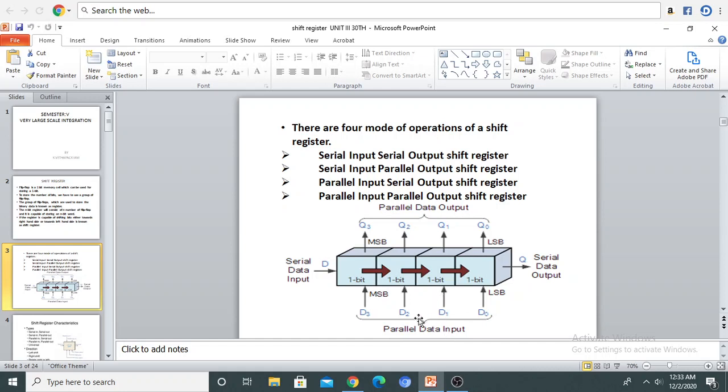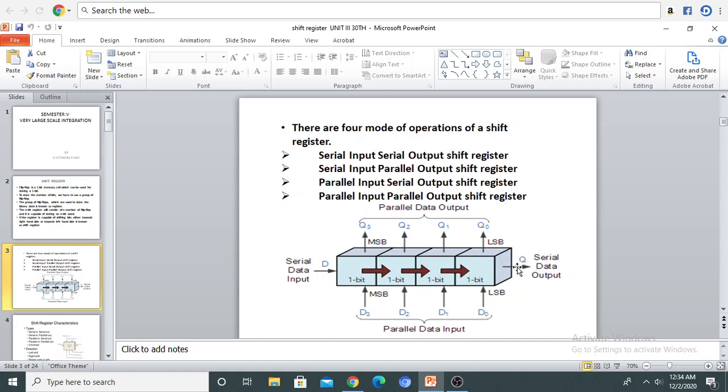In a serial in, serial out shift register, we are entering the data in serial, 1 bit at a time. For every clock pulse, we are entering a single bit. Serial in means we are entering the data 1 by 1, 1 bit at a time. Serial out means getting the data from the register 1 by 1, 1 bit at a time.